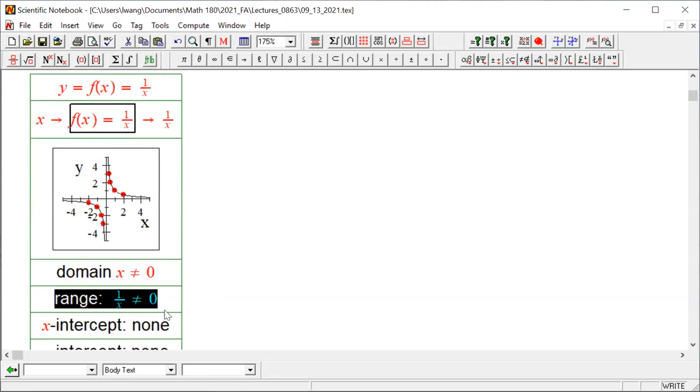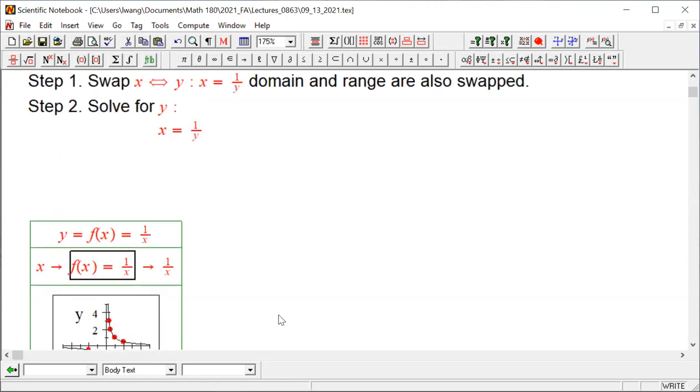Do you guys see that? The domain and range are the same. You follow me? But there's still a swap taking place because in some cases they're not the same. Okay. So today we won't get to those examples, but tomorrow we will. So today we just talk about the method. So what do we get when we solve for y?